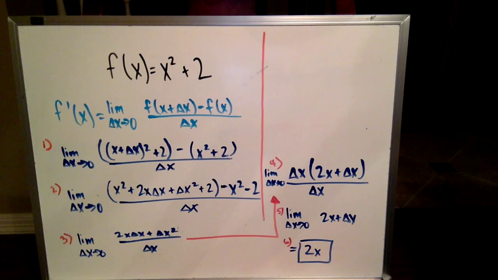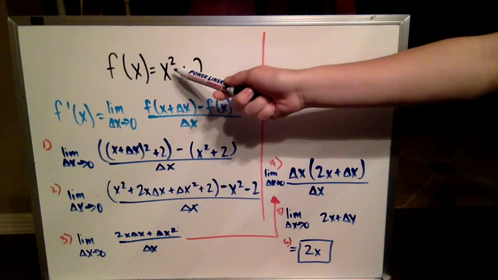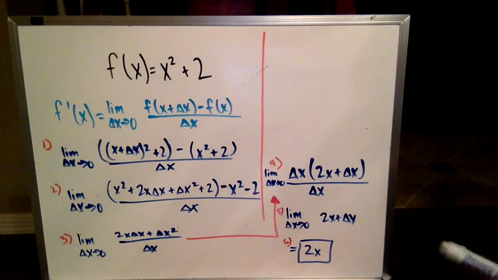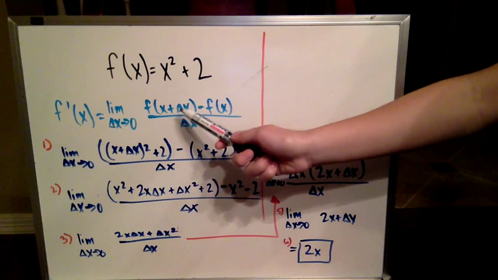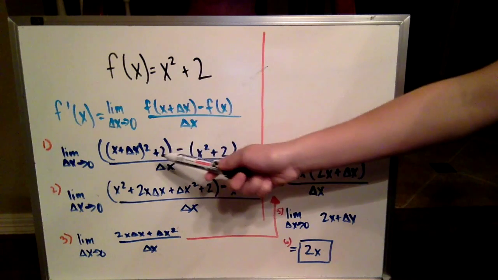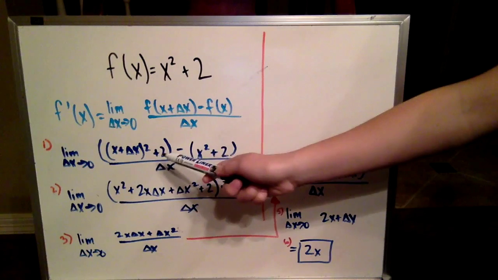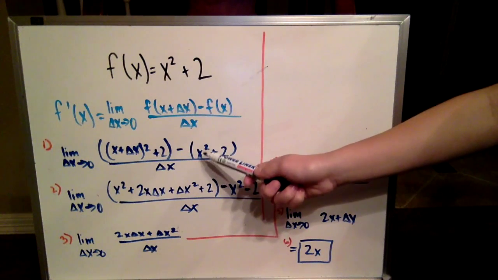Alright, so I went ahead and wrote everything out for you, but we're going to walk through it step by step. Your first step is to plug this into this. So it's going to be x plus delta x, and you plug it in for your x. So it's squared. And then you just add the 2 because that's the rest of your equation. Since it's f of x, you simply write out this equation for the second part, so it's x squared plus 2.